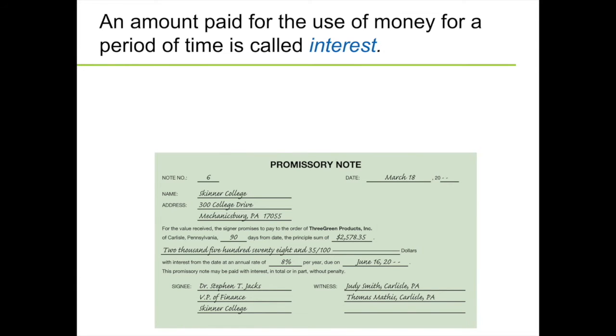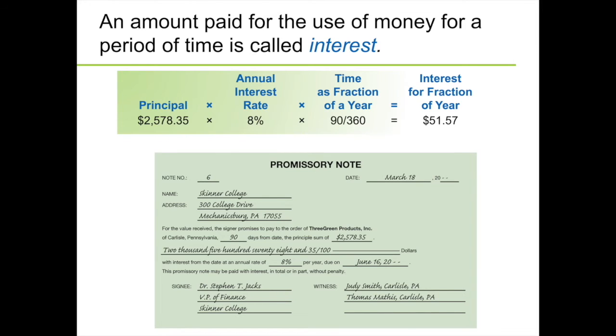An amount paid for the use of money for a period of time is called interest. Banks and other lending institutions charge interest on money loaned to their customers. The interest rate is stated as a percentage. Right here, you can see this is a percent. It's also found down in your note right here. 8% means that 8 cents will be paid for each dollar borrowed for a full year. Okay, and you can see that we didn't borrow this for an entire year.